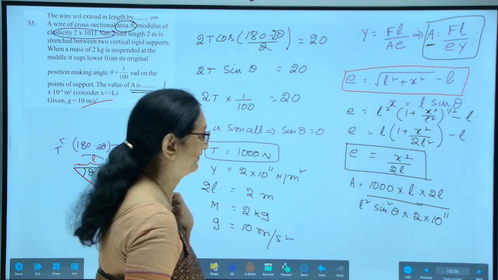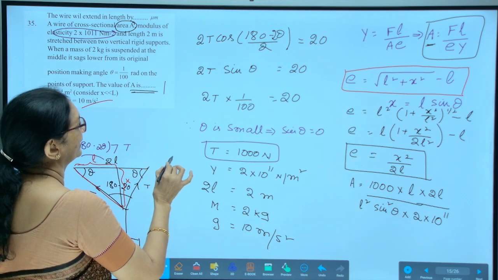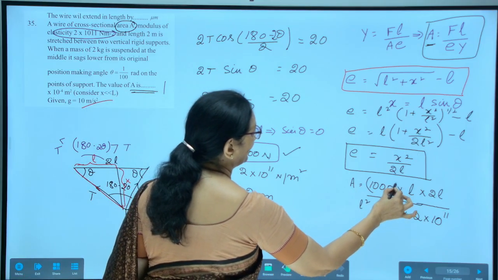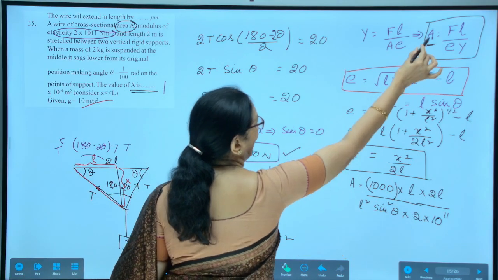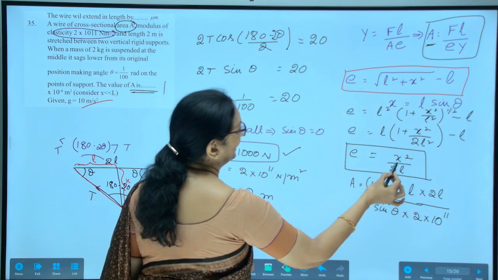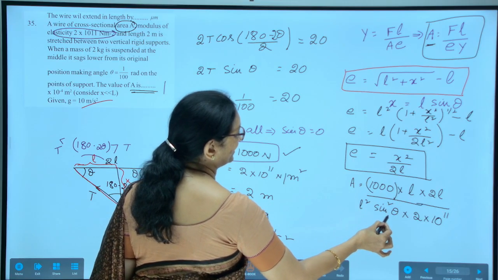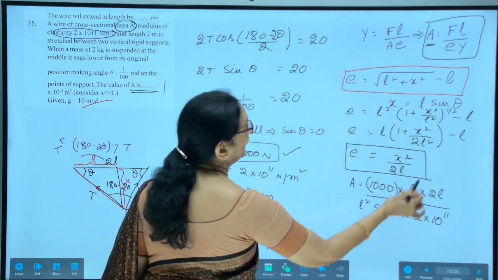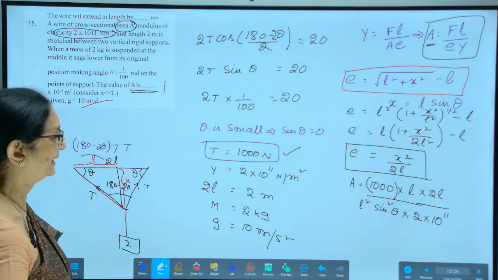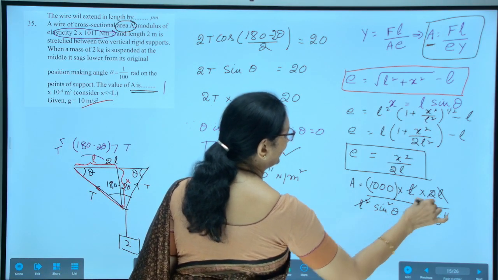So follow me carefully. F is the tension produced. How much tension did you get? See here, it is 1000. So, F is 1000. FL, right? L is the portion of the length I have taken, so L by E. E is x square by 2L, that is L square sin square theta by 2L, and Y is given as 2 into 10 to the power of 11. So from that, L square gets cancelled, this 2 gets cancelled.